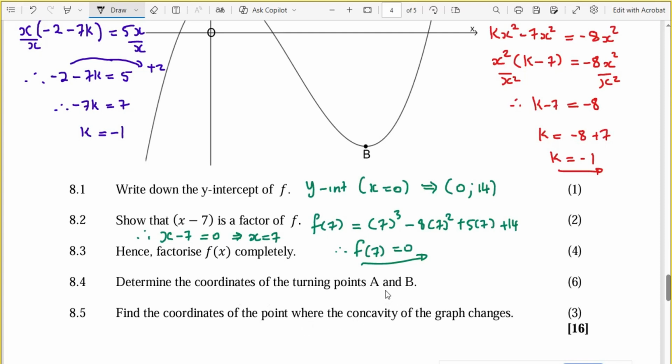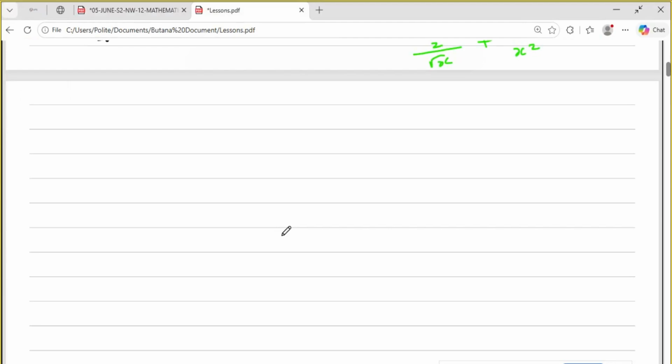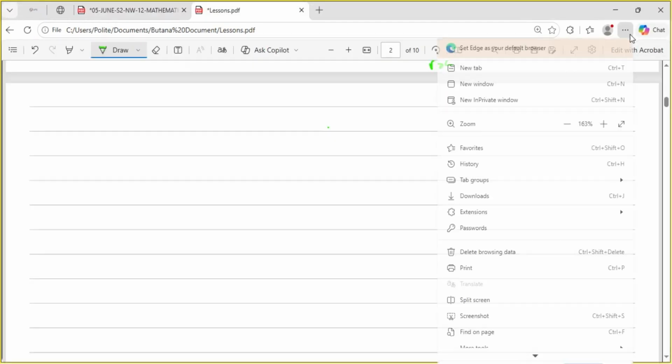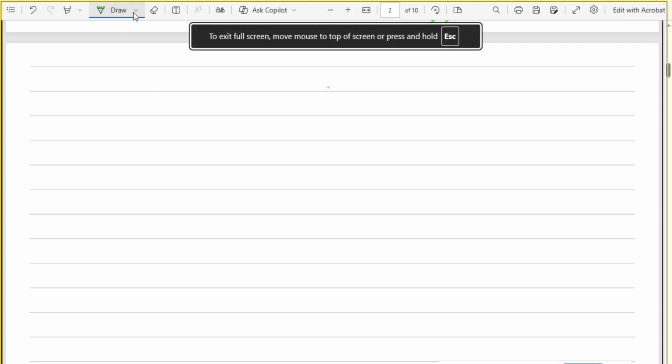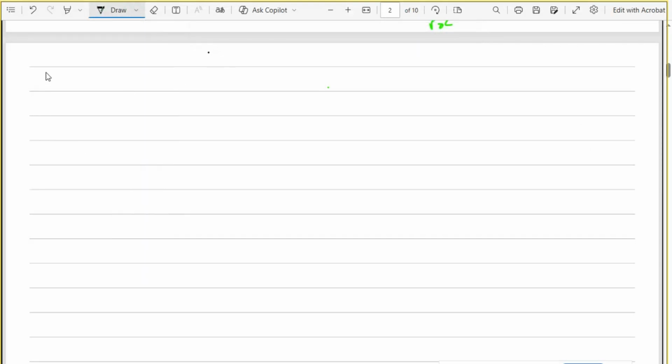Okay, so let's look at what they want us to do at the next point. Determine the coordinates of the turning points A and B for 6 marks. You see, this is just easy marks. Now, how do we find the turning point? I'm just going to write f of x in the meantime on this side. Do you know how we find the turning point of a cubic function?